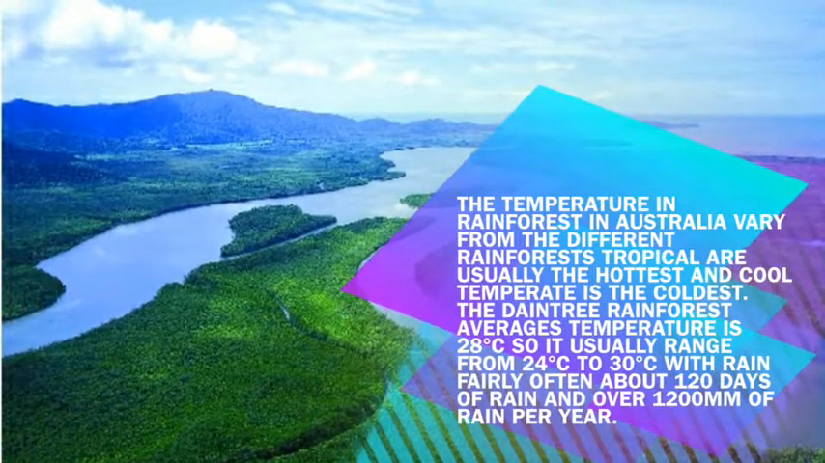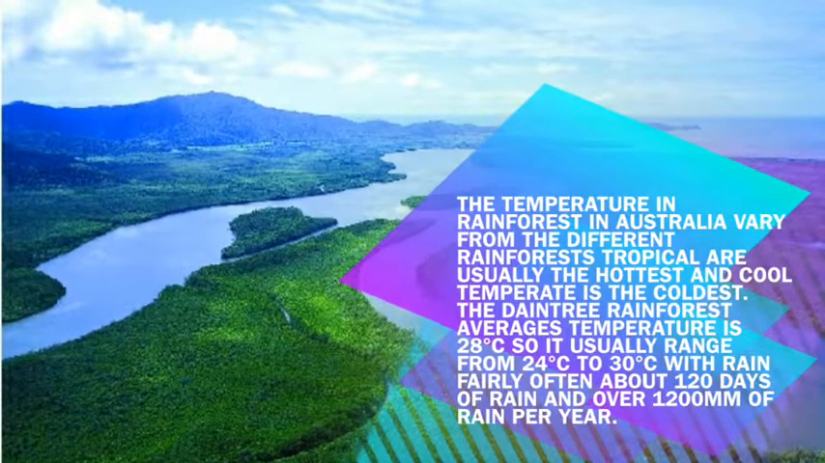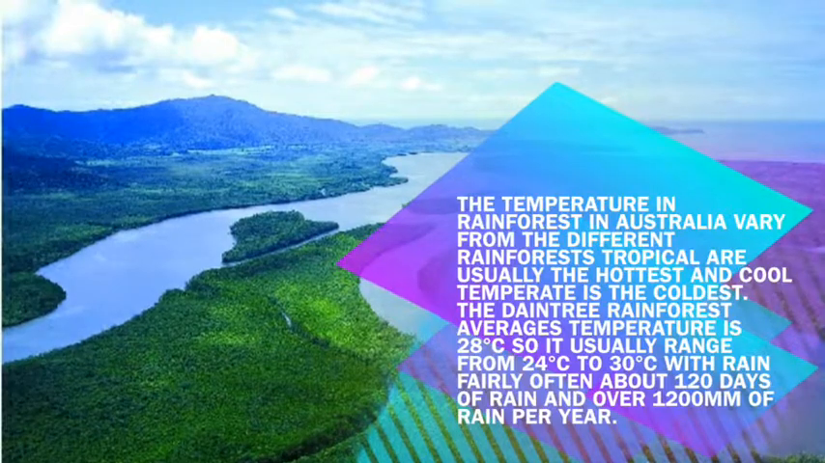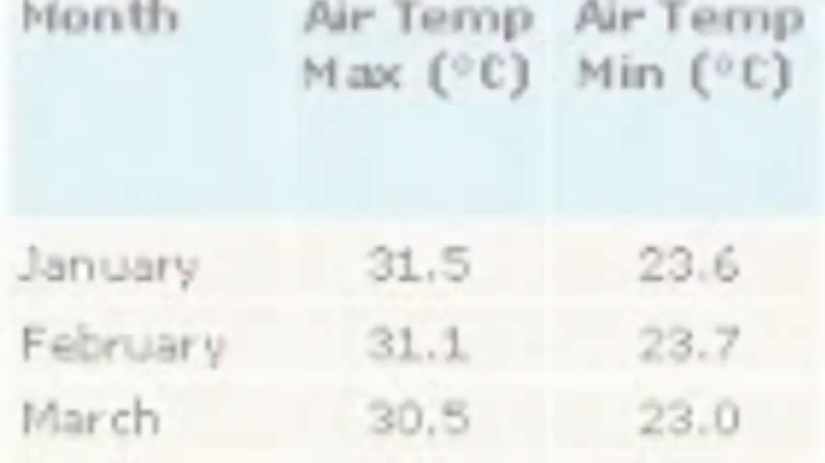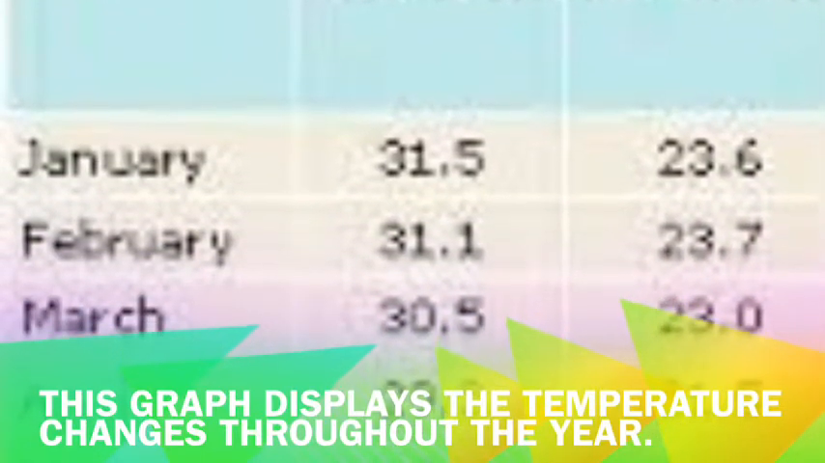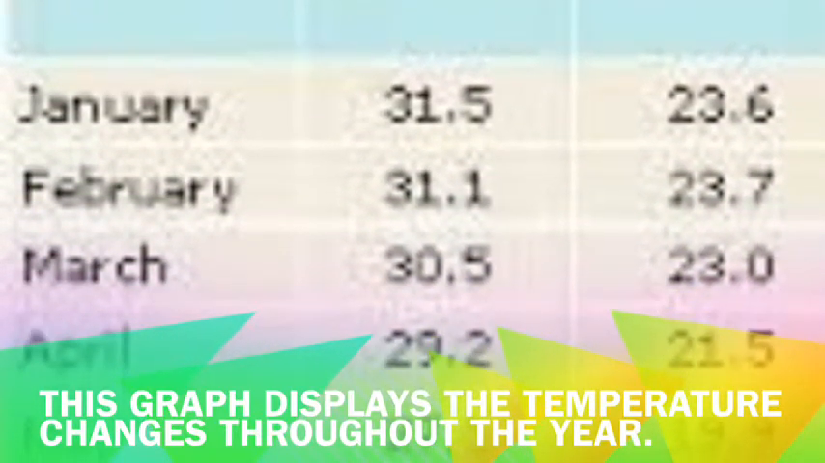We get rain fairly often, about 120 days of rain and over 1,200 millimetres of rain per year. This graph displays the temperature changes throughout the year.